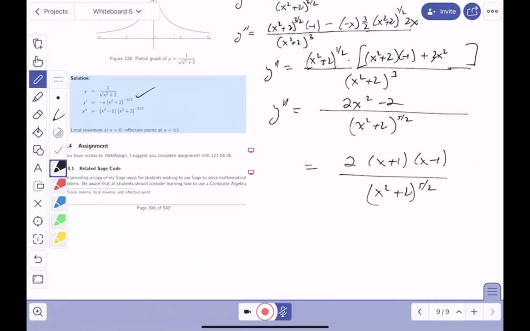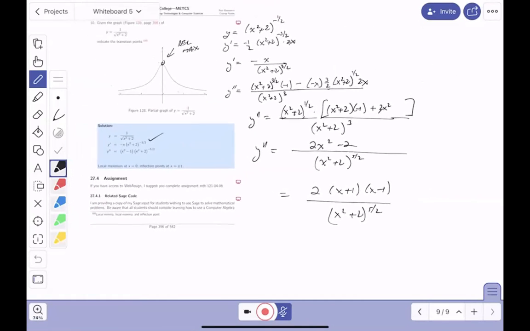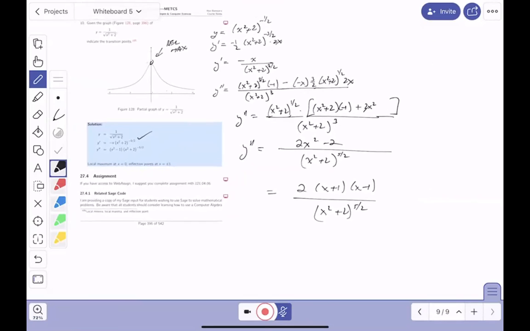Let's see, (x squared plus 2) to the 5/2. I see that. I see the x squared minus 1. I seem to have an extra 2 left over somewhere, which is not going to affect the analysis, but I'm wondering, where did I go wrong?